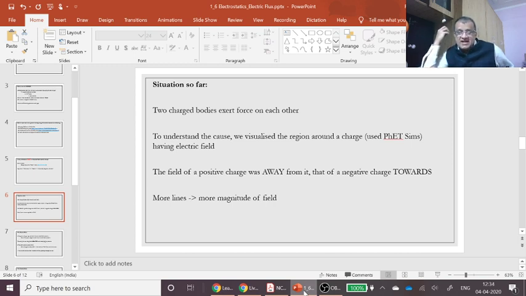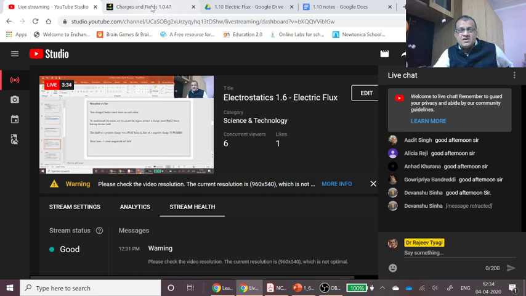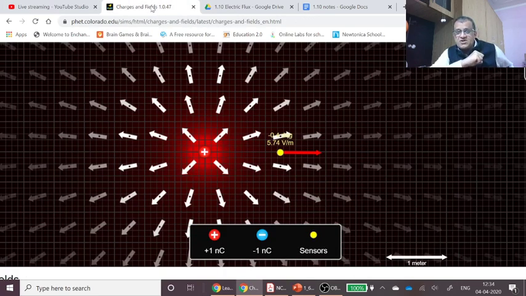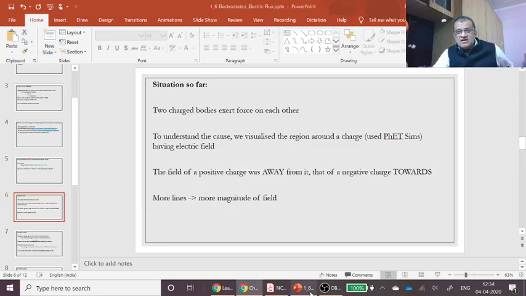So we visualized that a region around the charged body has an electric field, and to visualize that, we utilized the simulation by Colorado University, popularly called PhET simulations. We have seen that, as per the convention, the field around a positive charge is away from it. And I gave you a way to remember it: positive people, they give. Now, these are conventions. Nothing says that it has to be like this. That which is called positive charge could have been called negative. It's just a matter of convention. But that which is called positive has a field around it which is away from it, and that which we call negative charge has a field around it which is towards it.